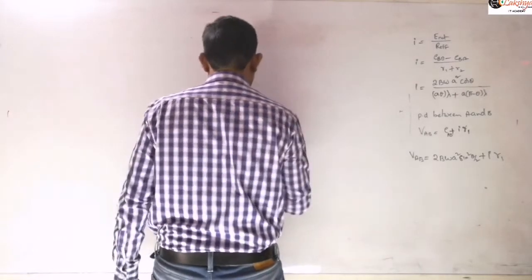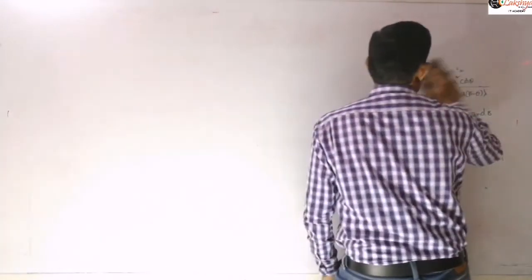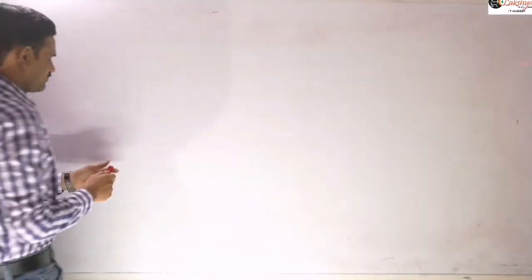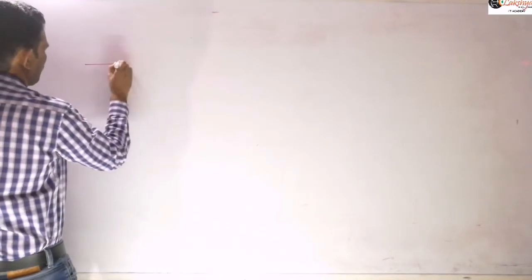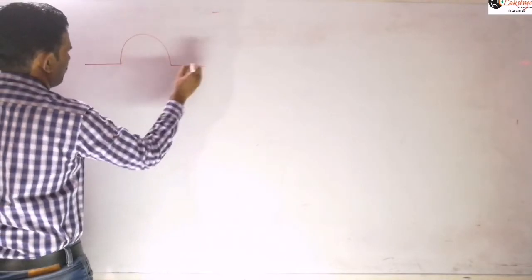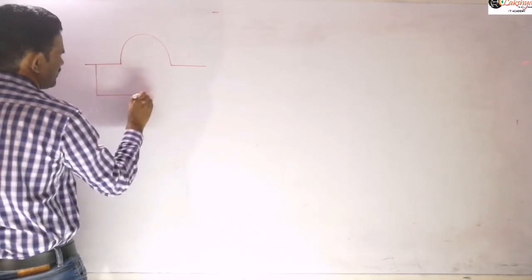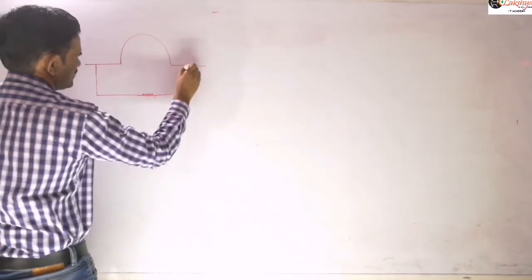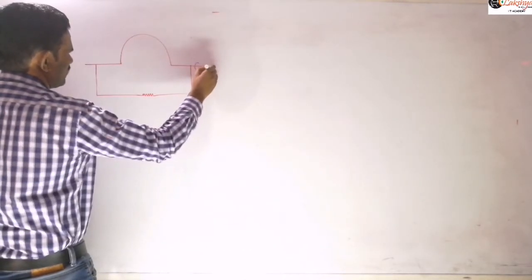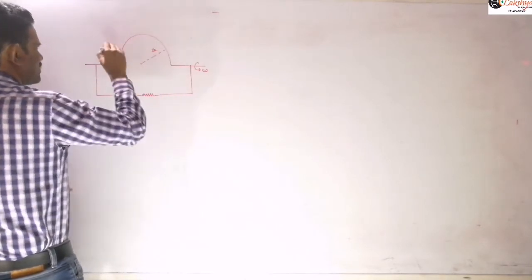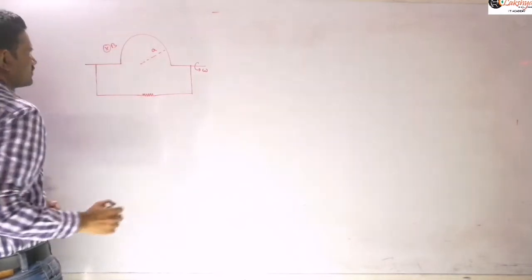Next, let us take another problem. A semicircular wire of radius R is rotating. Here a resistance is connected, and the only resistance is this R. It is revolving with angular velocity omega. The radius is A, and there is a uniform magnetic field B here.